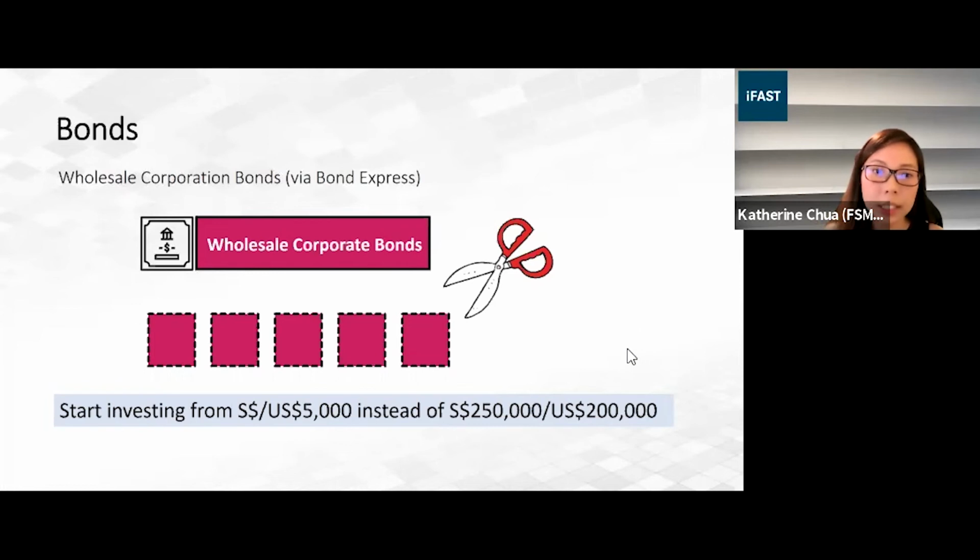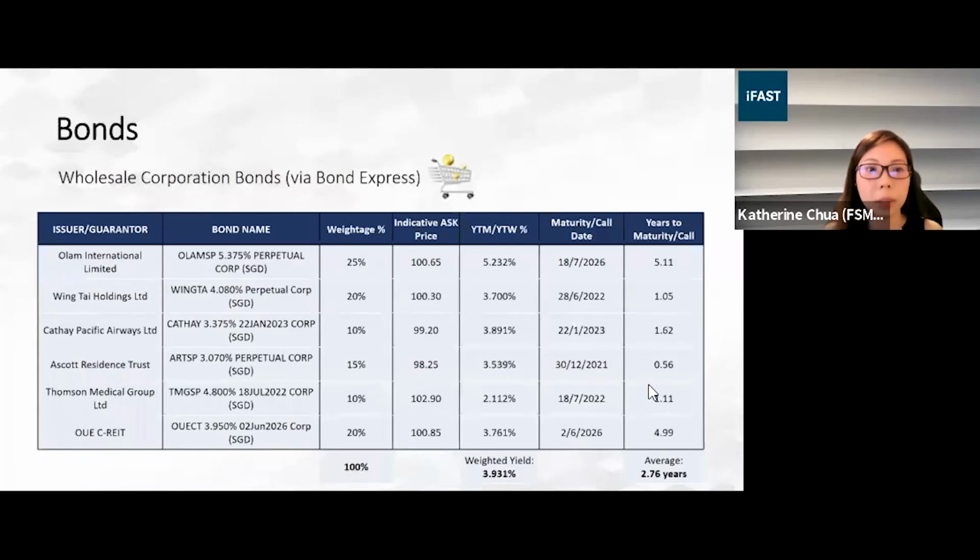So on the next slide, I'll show you how I constructed a portfolio based on the bonds that are listed on Bond Express. In this example, I use Singapore dollar denominated bonds, all found on Bond Express, issued by Wing Tai, OUE, Escort, Cathay, Olam. We have also covered their credit analysis in our bond ideas, and in fact our recommended bonds booklet. You can have a look at them as well.